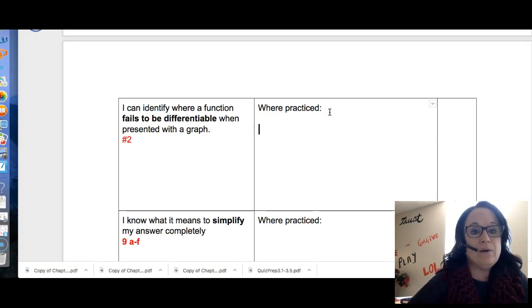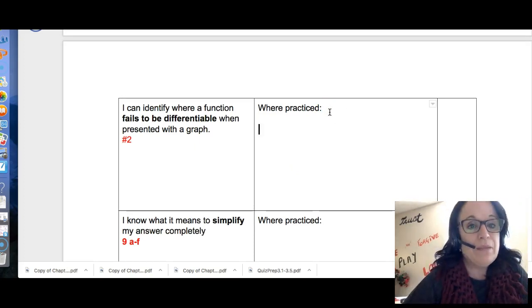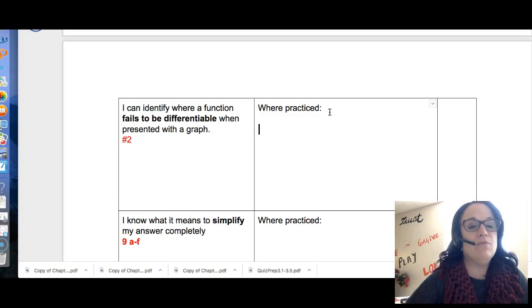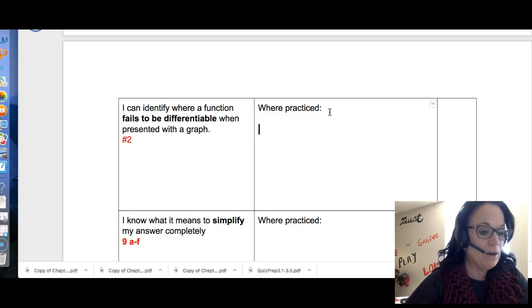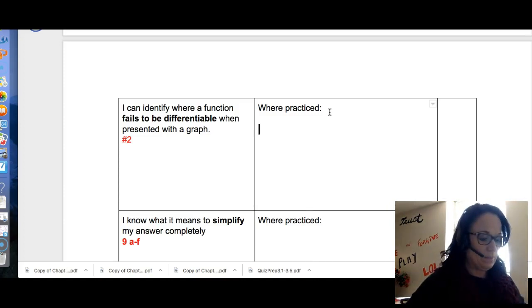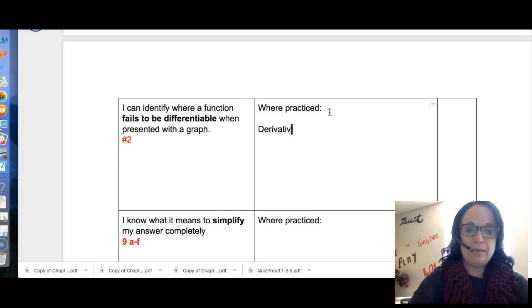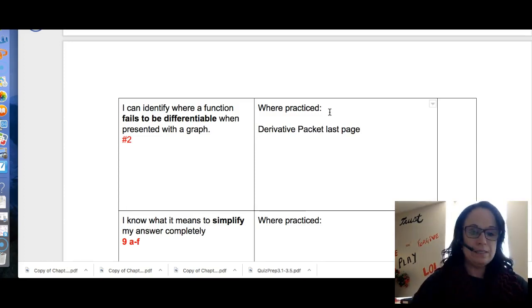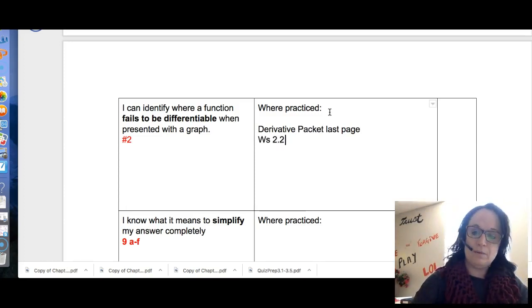Next, can you identify where a function fails to be differentiable when presented with a graph? I think we're all very good at that, but I will give you one. It's number 2, where I tell you to find all places where the function fails to be differentiable. There's some of these in the derivative packet at the end. I think it's the last page or second to the last page. We did some of these on worksheet 2.2, but you don't have that anymore. In your notes, it's on page 20.